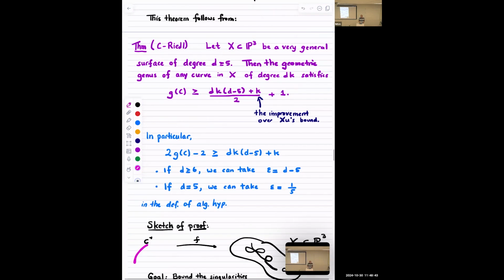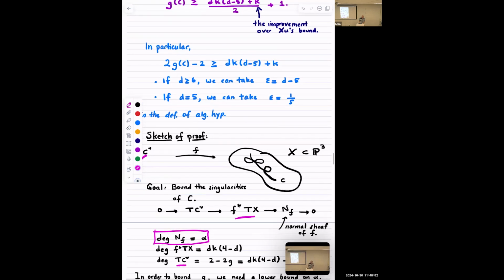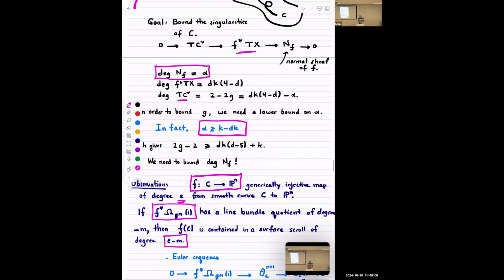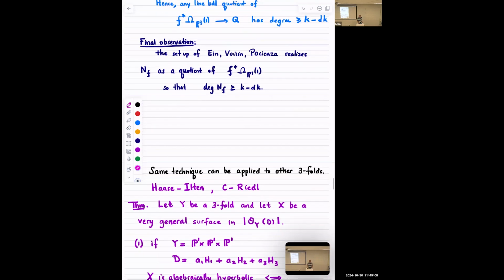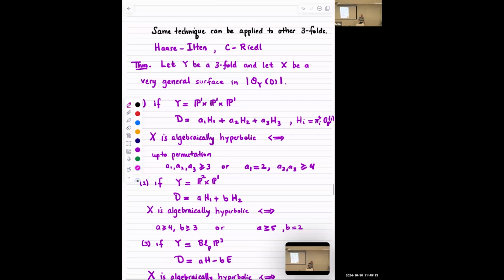To where this bound was, eventually gives you this. Maybe let's first go here. First, you get the bound on the normal sheaf of this map, which then gives you this bound on the genus of the curve. And that's how you can get the algebraic hyperbolicity of the very general quartic surface. Maybe I should pause. Of course, I'm sweeping under the rug some technical things. Let me pause there and see if there are any questions.